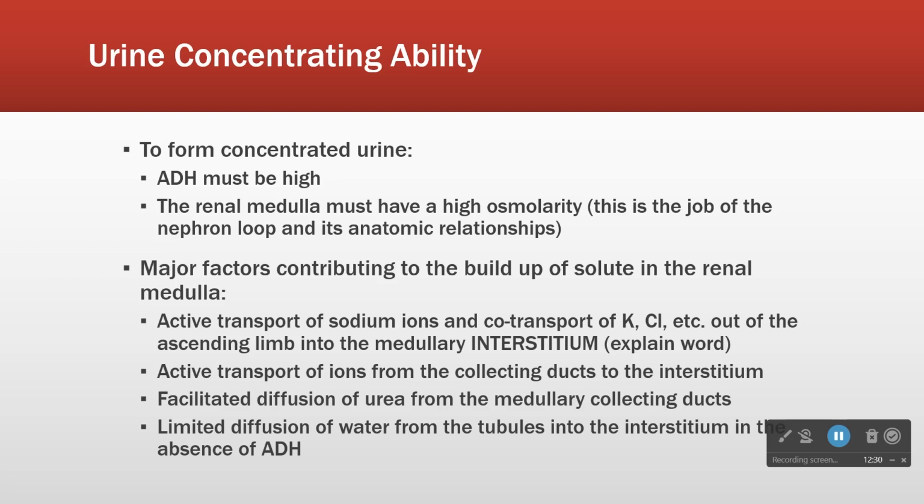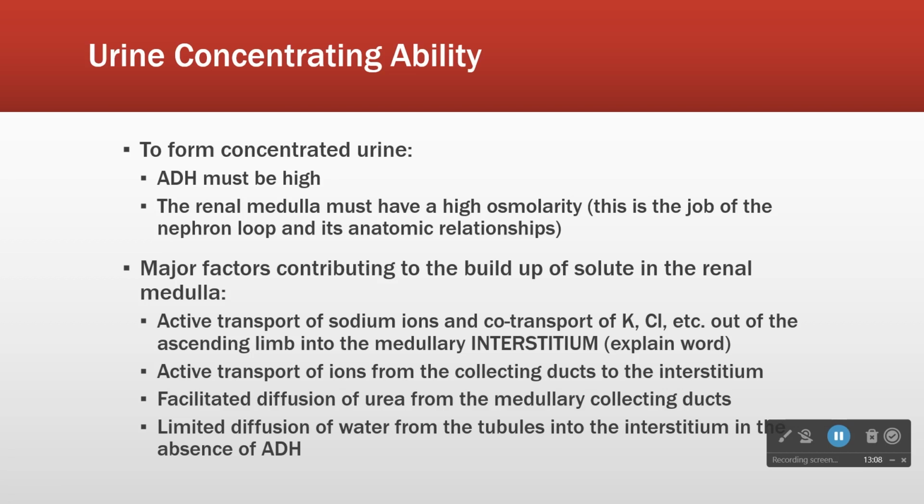Okay, so to form concentrated urine, we need ADH, step number one, and we need the renal medulla to have a high osmolarity, like I pointed out over here, right? This area of the kidney needs to have a high osmolarity in order to pull the water out. How do we get that? That's the tricky bit. ADH is easy. Aquaporins are easy. It's the concentration gradient that's tricky. So what causes the buildup of solute in that middle part of the kidney?